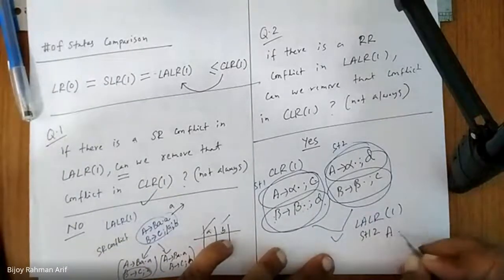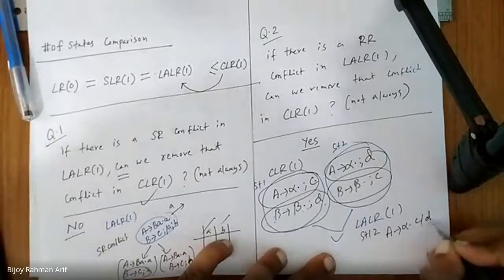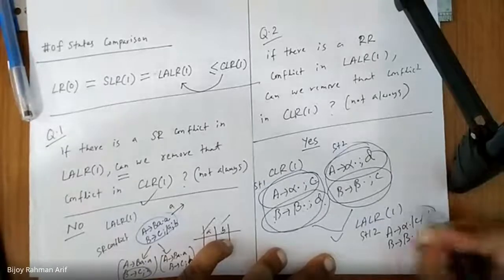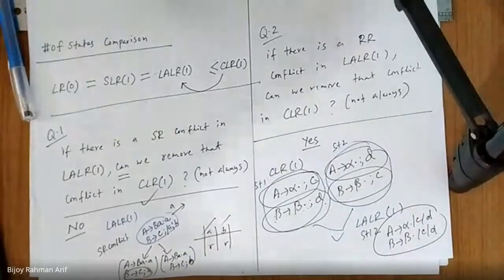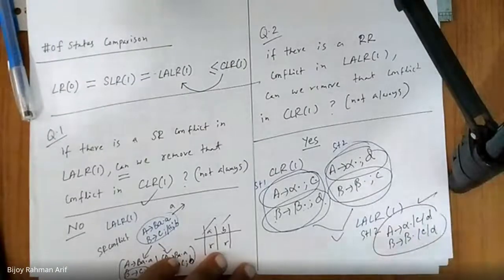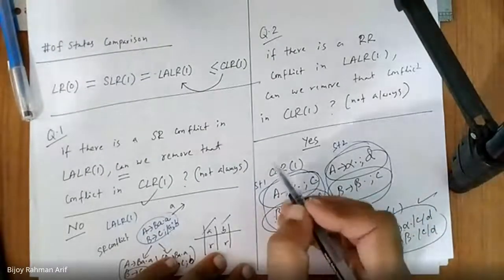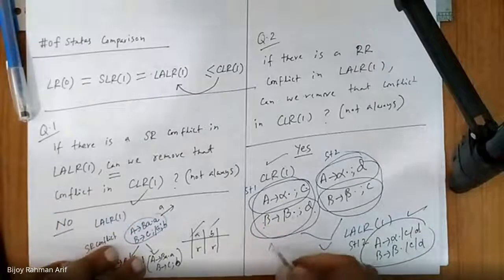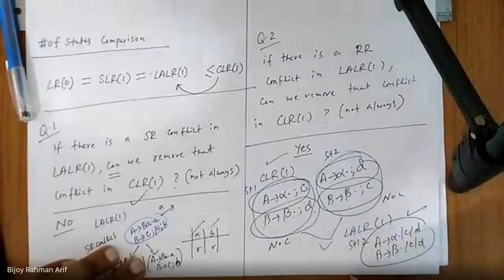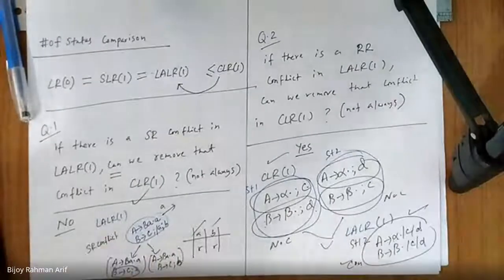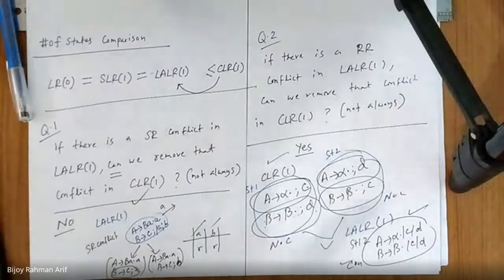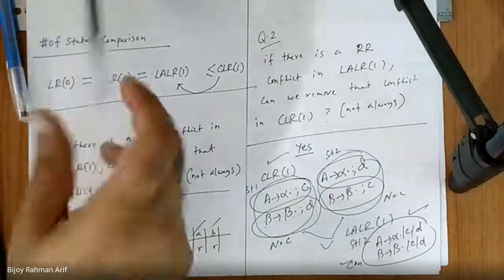Now what would be the case? A derives alpha dot, it is on C comma D. B derives beta dot, it is also on C comma D. So again, there is a conflict. Did you understand? So in LALR1, there might be a conflict, but in CLR1, they might be chopped in such a way that there is no conflict. So this is the reason. Sometimes some RR conflicts can be overcome in CLR. Okay, guys?